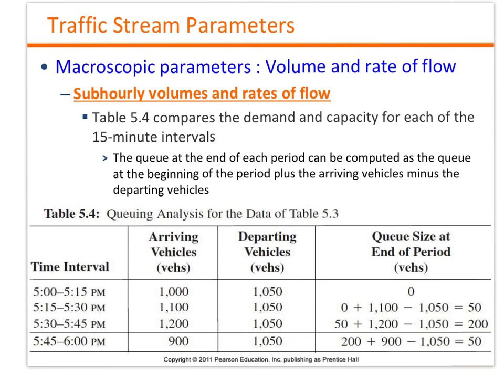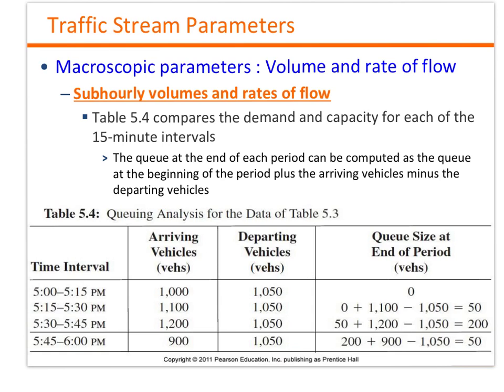The queue at the end of each period can be computed as the queue at the beginning of the period, plus the arriving vehicles in that 15 minutes in particular, minus the departing vehicles. So what does that mean? This here shows you the arriving vehicles. From 5 to 5:15, we've got 1000 vehicles arriving at the intersection, while the departing vehicles, as you could see, is pretty much constant. This is how much the intersection can handle.